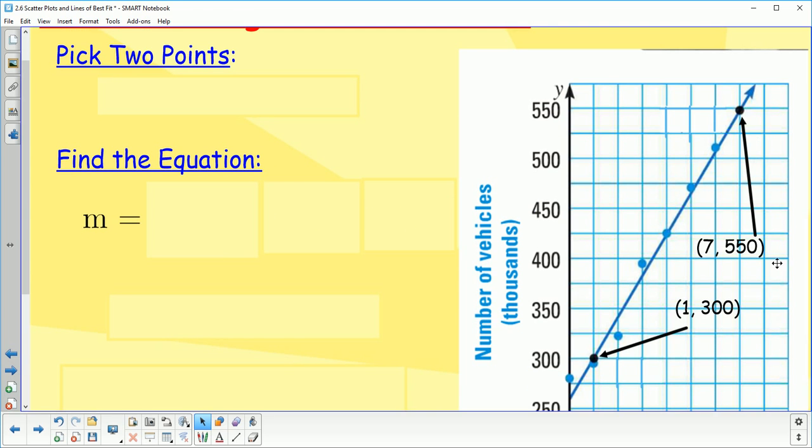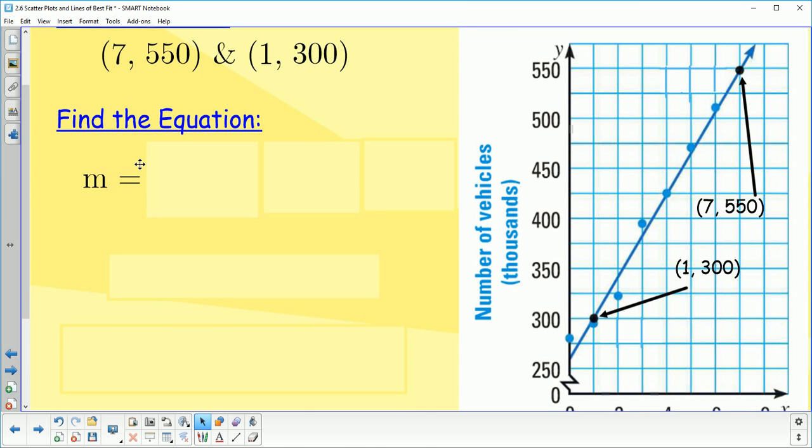So if we look at our graph that we had, there were 2 points. We drew our line. This is from our first example, and you see all these blue points are the data points. We drew the line that fit them. So we've got about the same number of points above the line as we do below the line, and then a couple on them. So we drew our line, and we just found 2 points on that line, (1, 300) and (7, 550). And we're going to use those 2 points to find the equation.